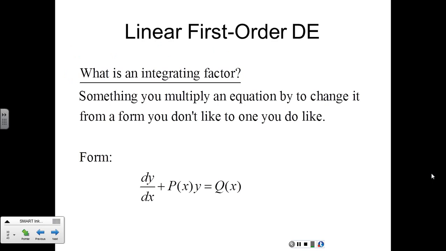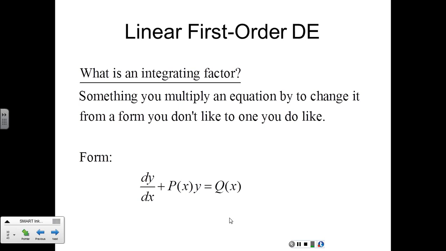Linear first order DE. What is an integrating factor? We spent some time in the previous lectures determining whether a differential equation was linear or non-linear. Y'all remember that? These are just going to be linear, first order. An integrating factor is something that you multiply an equation by to change it from a form that you don't like to a form you do like. That sounds very simple, but that's exactly what you're doing.